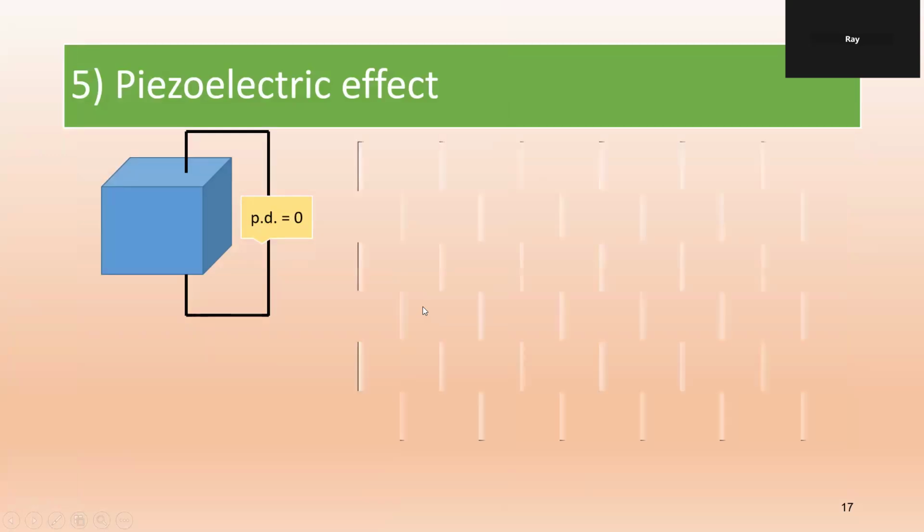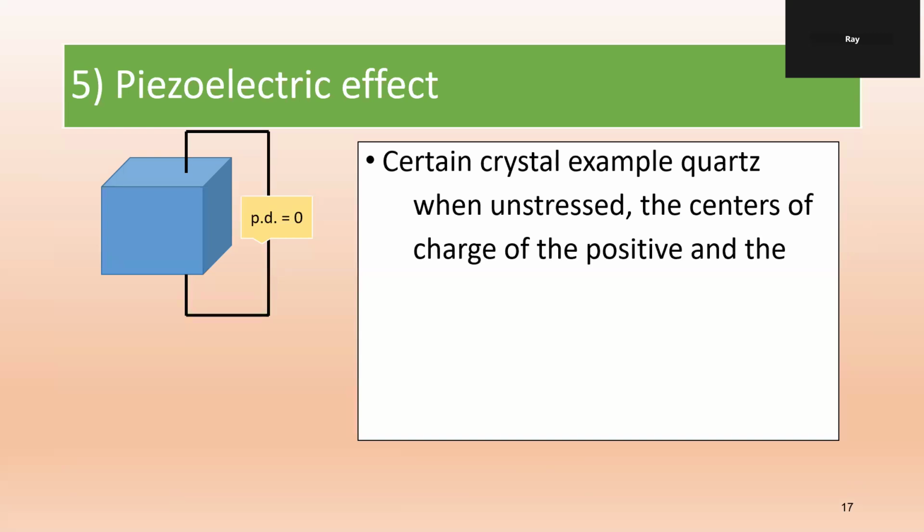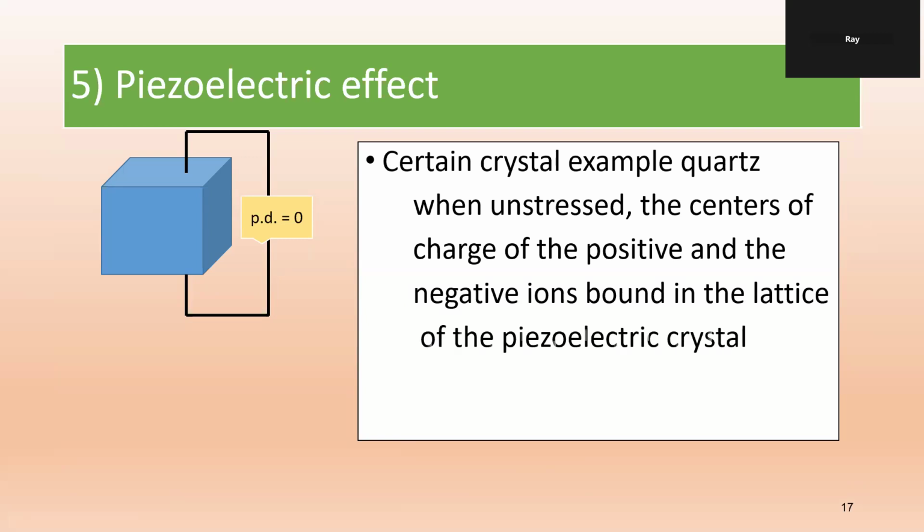Piezoelectric effect. Certain crystals, for example quartz, when unstressed, the centers of charge of the positive and negative ions bound in the lattice of the piezoelectric crystal coincide. There's no PD. Right? For a crystal, example quartz, when it's unstressed, there's no PD across it.